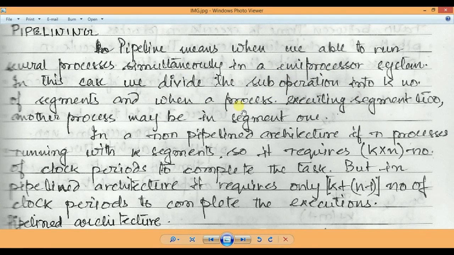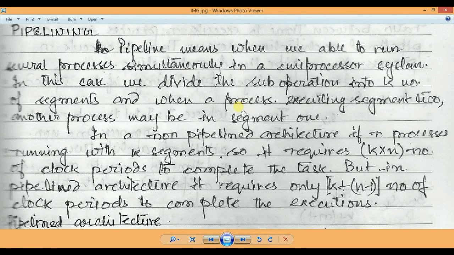into segments. How many segments? K segments. K may be 3, K may be 4, K may be 5. We divide the operation in 5 segments. We divide the operation in K segments, the subdivisions, that is. While one process is executing segment 2, the other process may be executing segment 1. That is, for the first operation, segment 2 is getting executed, while for the second operation, the first segment is getting executed.